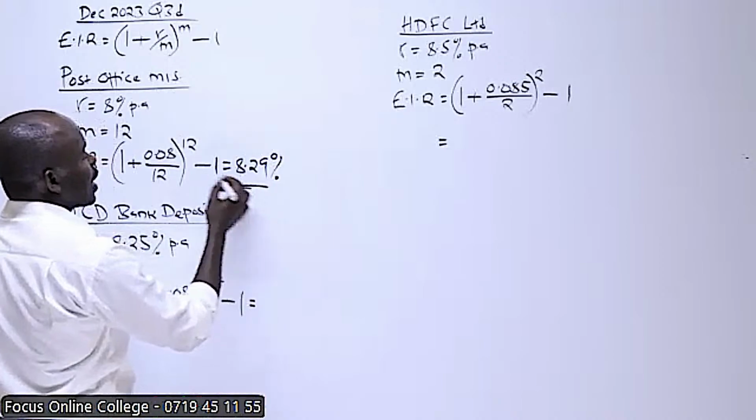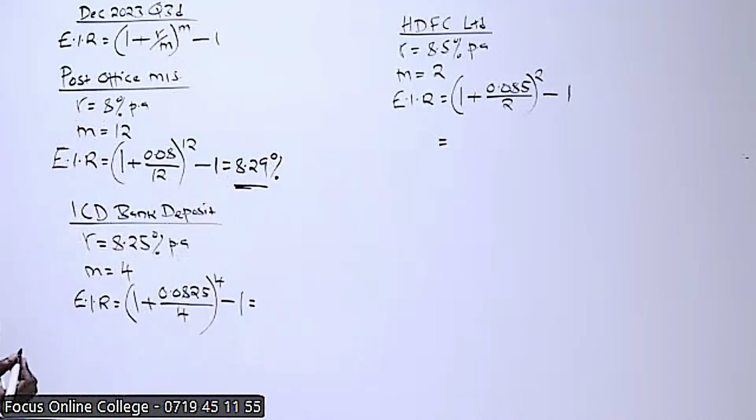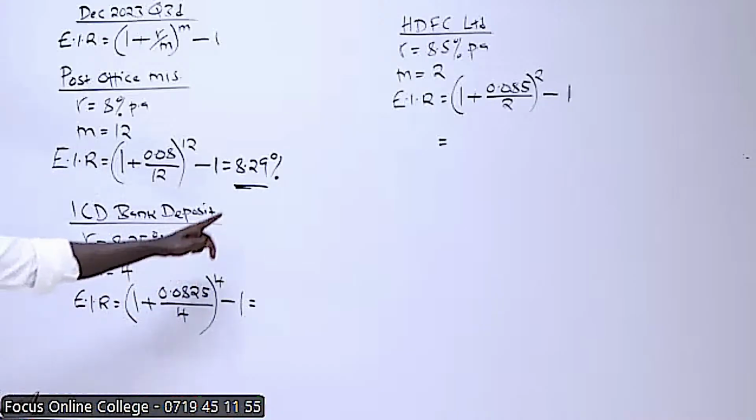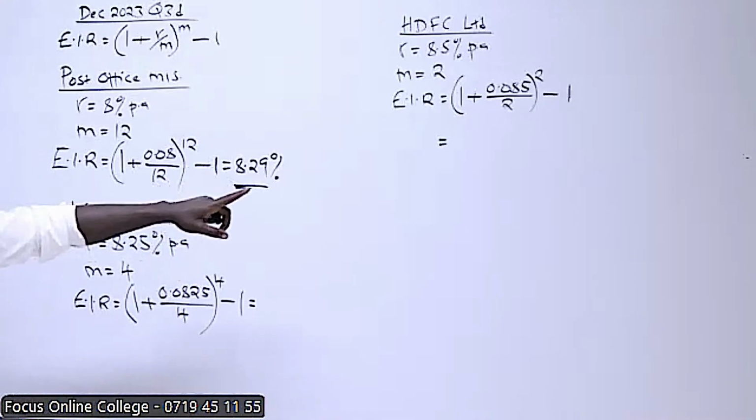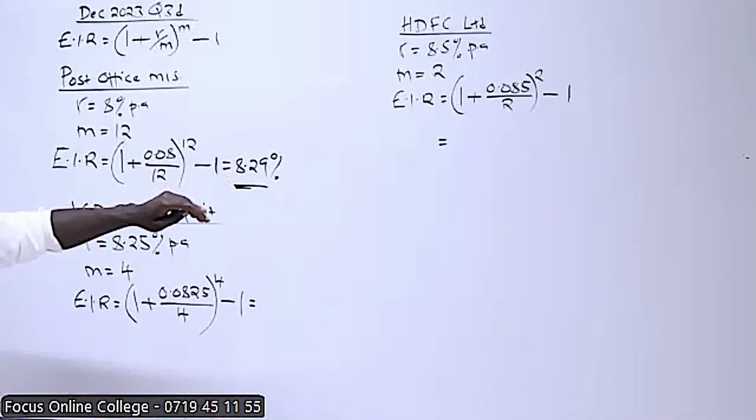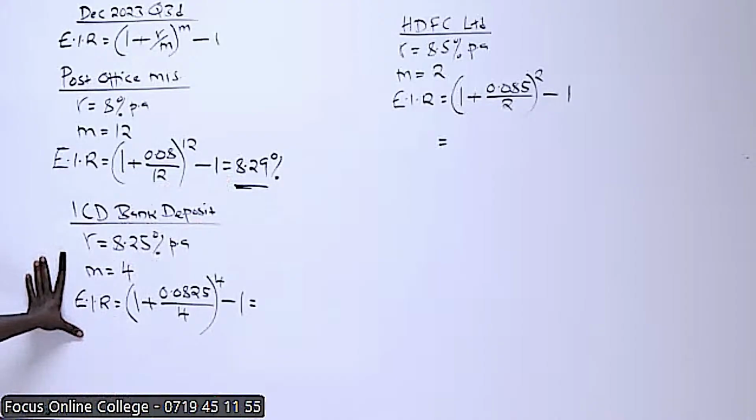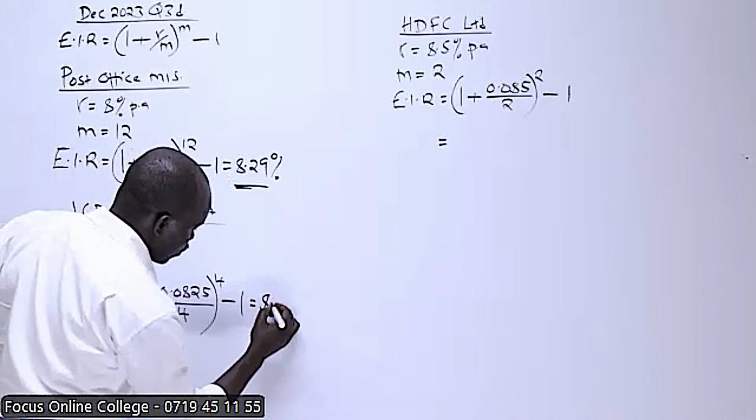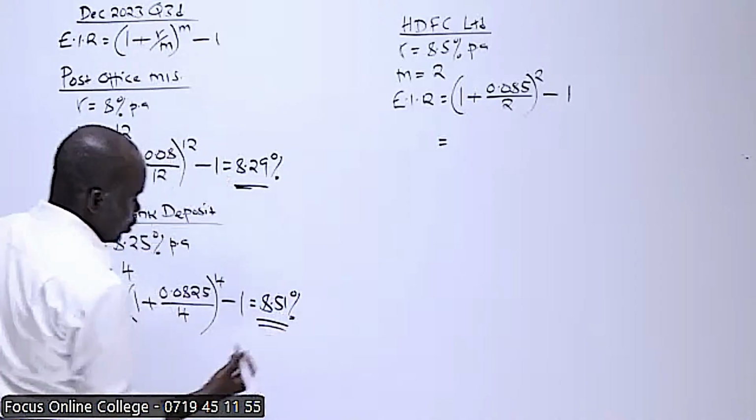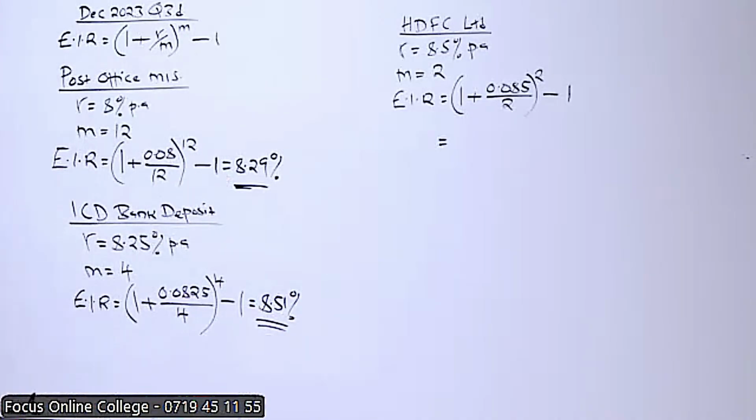Whatever answer you are getting, multiply by 100 to get it in percentage. So for this one, 8.29, 8.3 is okay. Otito, yours is for which one? Because yours is a bit different. ICD. Okay, 8.51. Let's have the answers in 2 decimal places. 8.51.